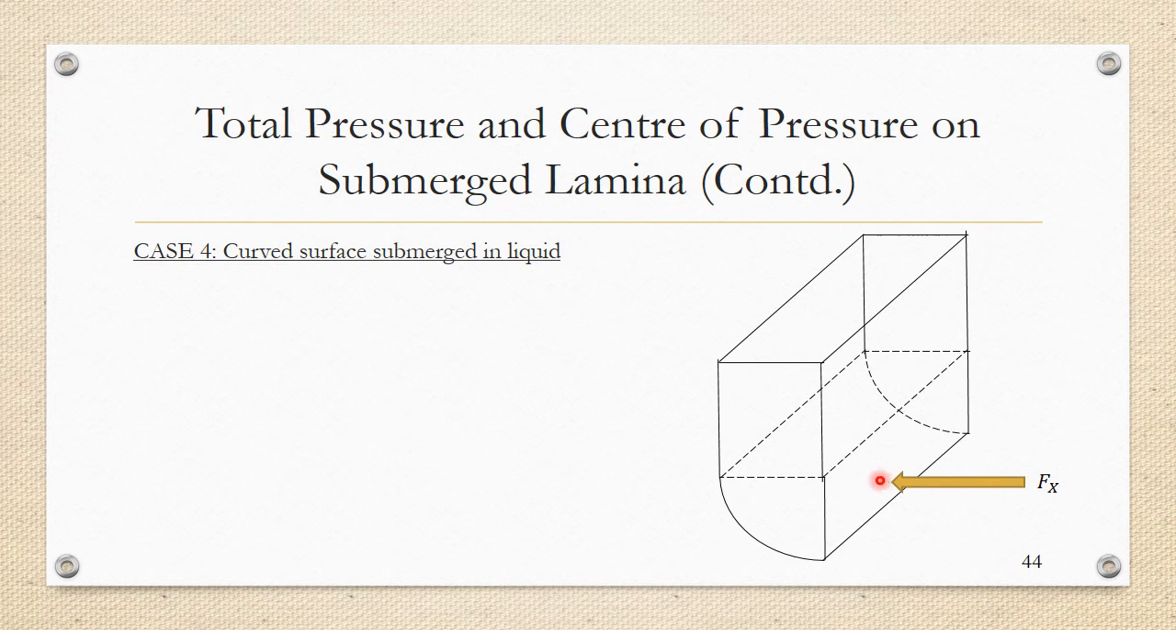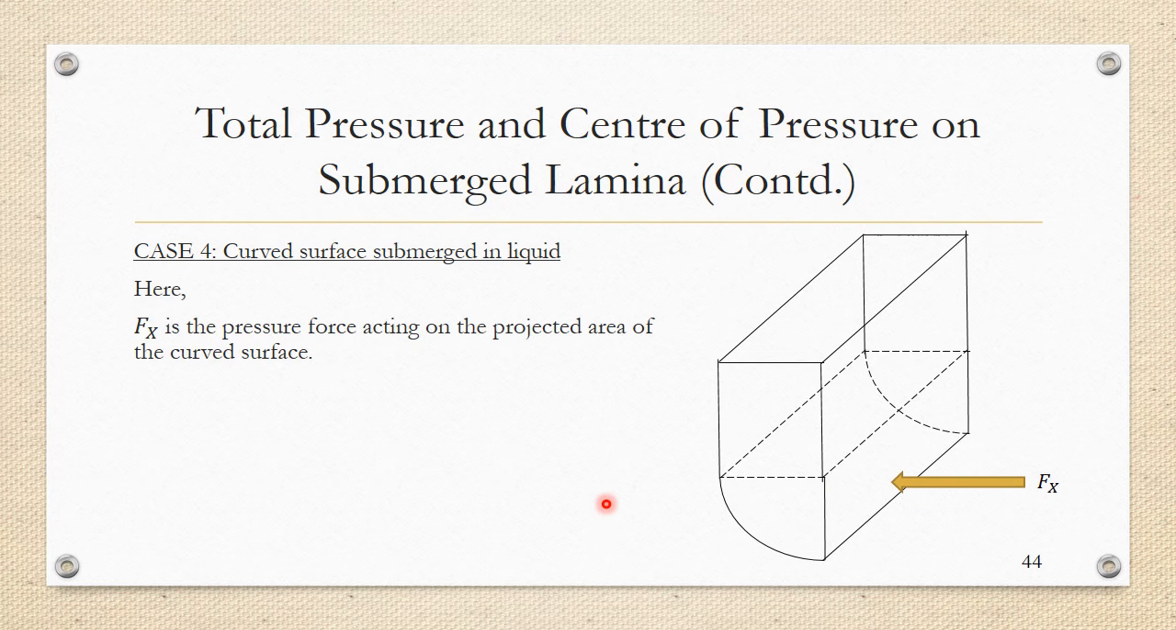Let us just concentrate on fx. How to determine fx? Fx is the horizontal component of the resultant force acting on the curved surface. Now to obtain fx, it's very simple. Fx is the pressure force acting on the projected area of the curved surface. So this is the curved surface, and the projected area, the vertically projected area of the curved surface, I will shade it in a moment. This is the vertically projected area of the curved surface. So if this is the curved surface, this is the vertically projected area of the curved surface, and you can compute fx like if it was this area A that was submerged in liquid.